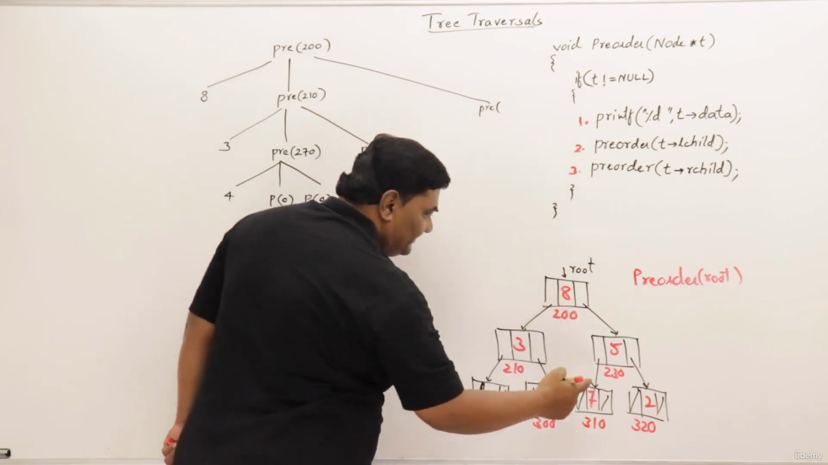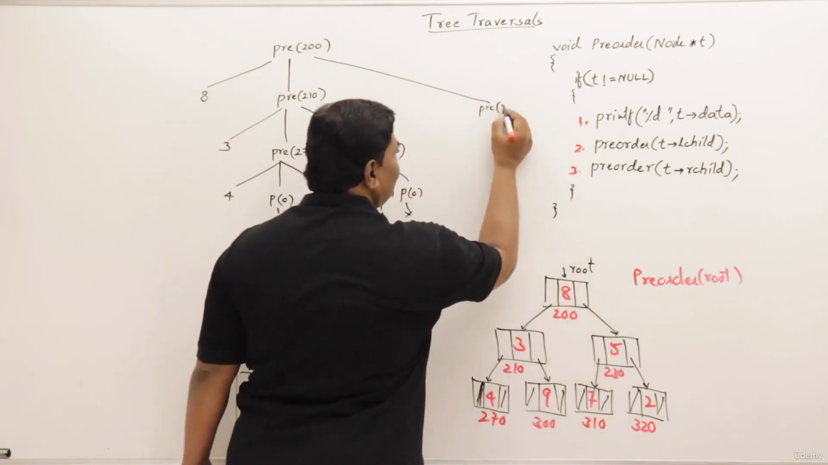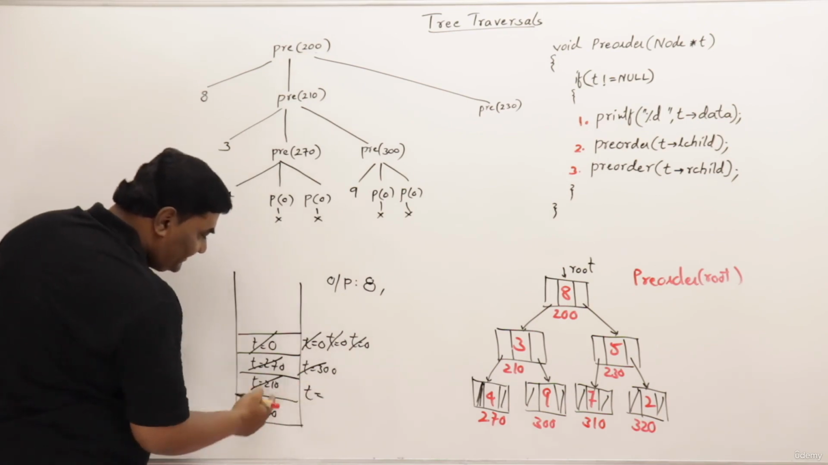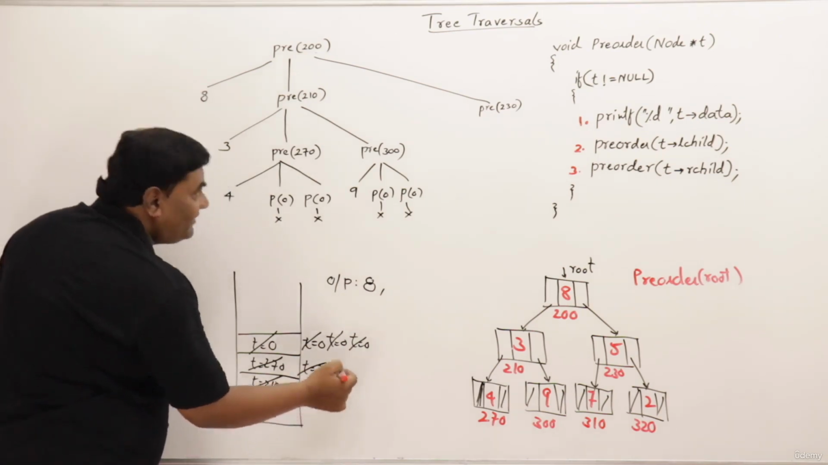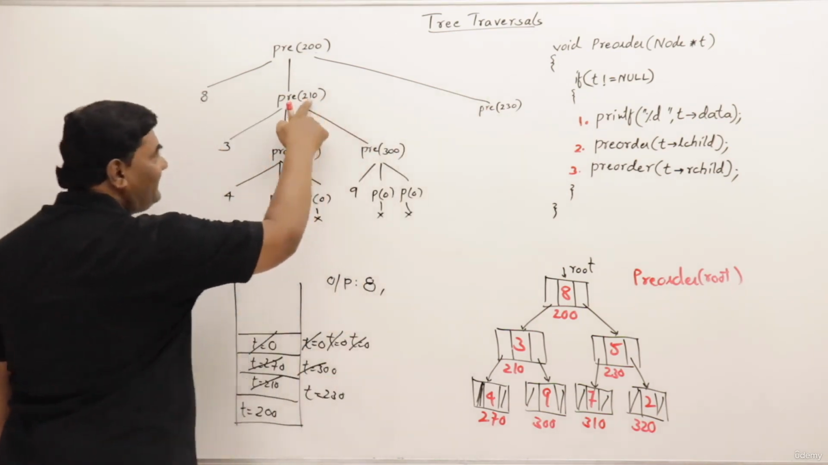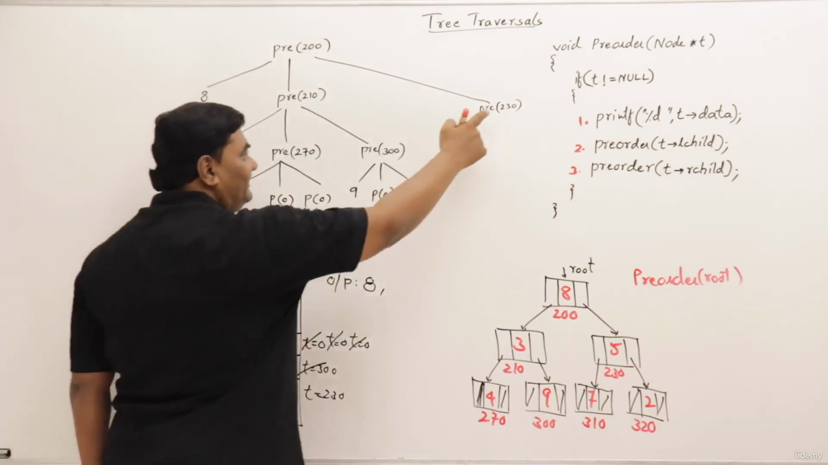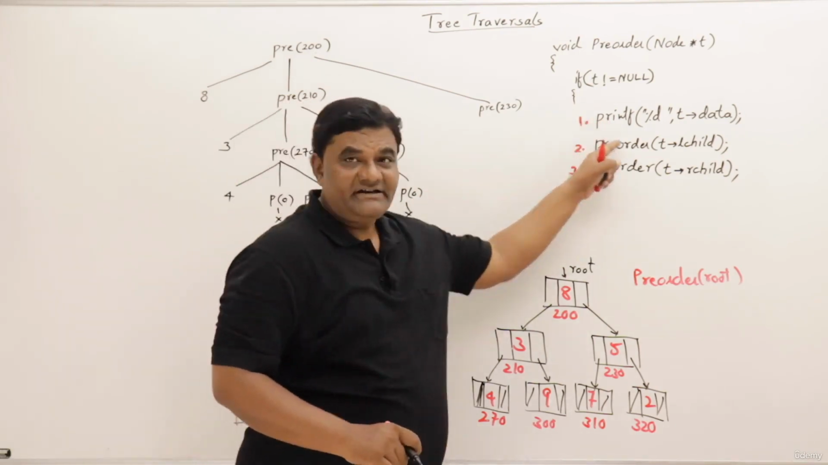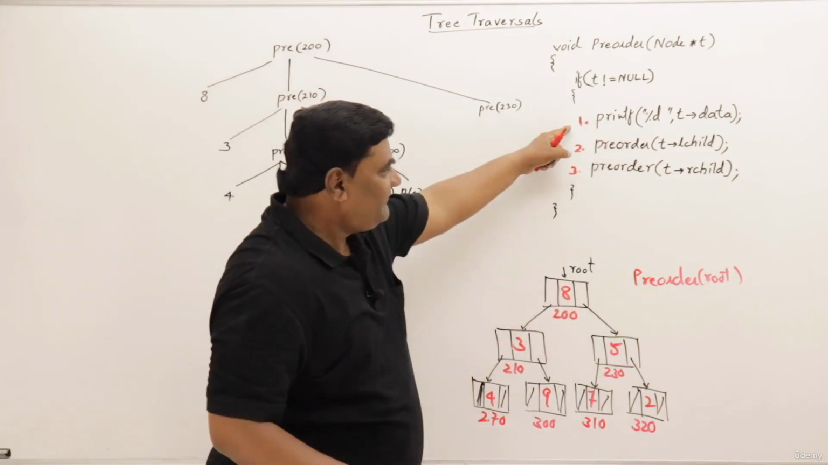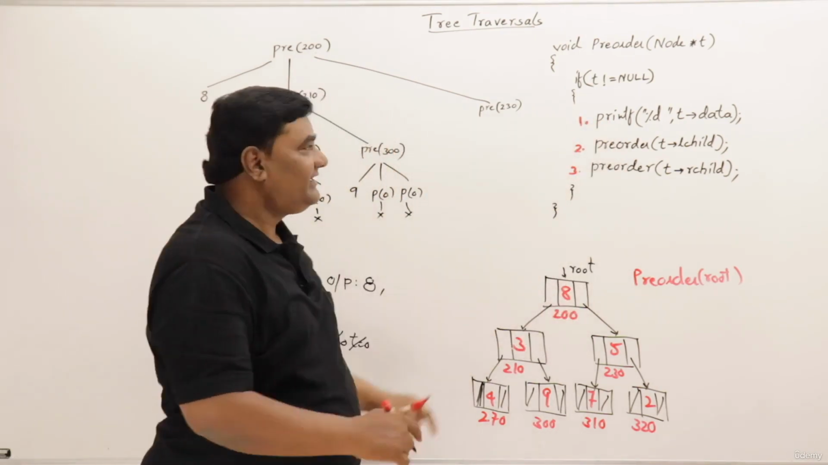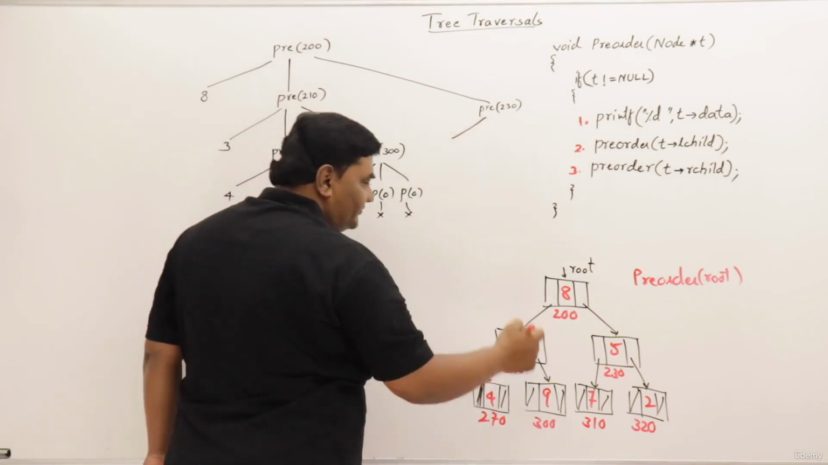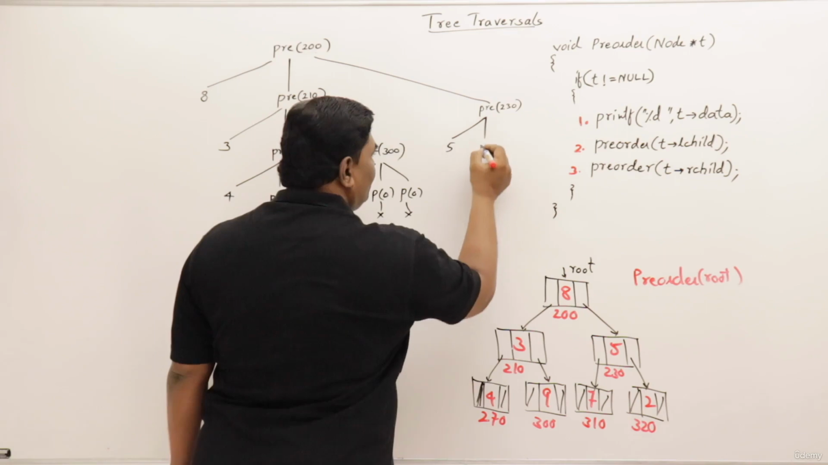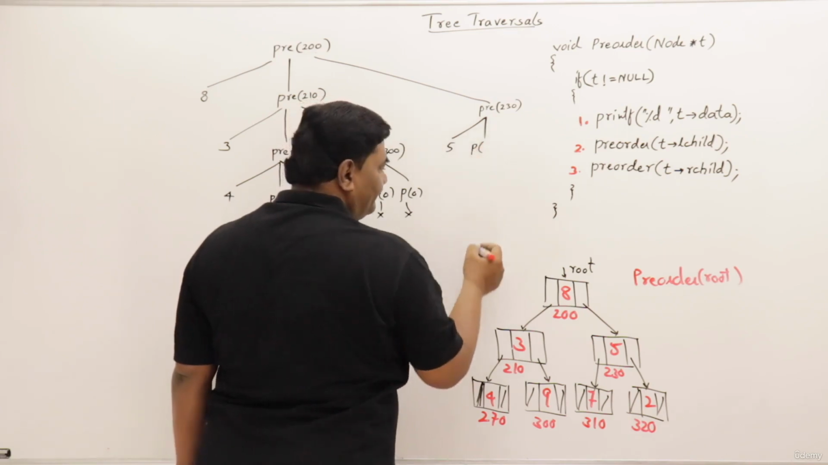Pre-order upon right child. Right child is 230. So a new activation record is created above this one with 230 for this call. This was already completed, 210. So it is calling this one. This is not null. So not null means three steps it has to perform. Print the value, call upon left child, call upon right child. So print the value. What is the value? 5. Right? Then call upon left child.